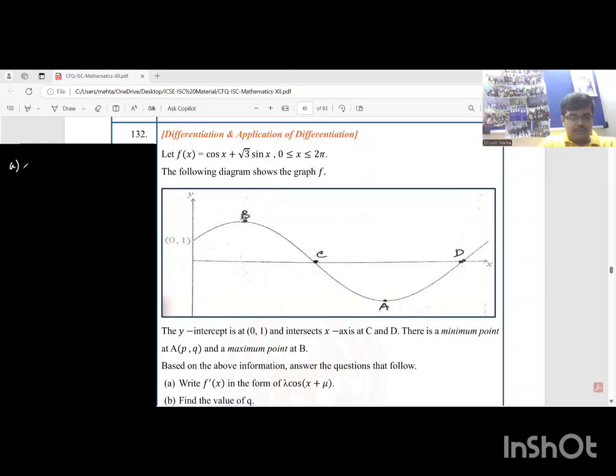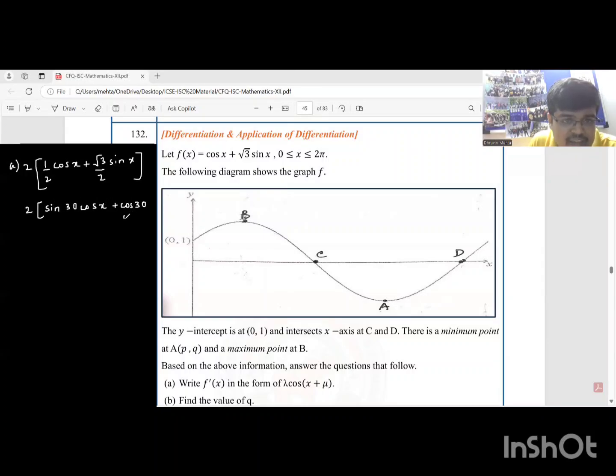So here in the first subpart, the function f of x is equal to cos x plus root 3 sin x. Root 3 is related to sine and cos, as sin 60 is root 3 by 2, cos 30 is root 3 by 2. So students, we'll multiply and divide by 2. We'll get 2 into (sin 30 cos x plus cos 30 sin x). Now, I hope you remember the compound angle formula. This is 2 into sin of (30 plus x). So this is my final function: f of x is equal to 2 sin of (pi by 6 plus x).